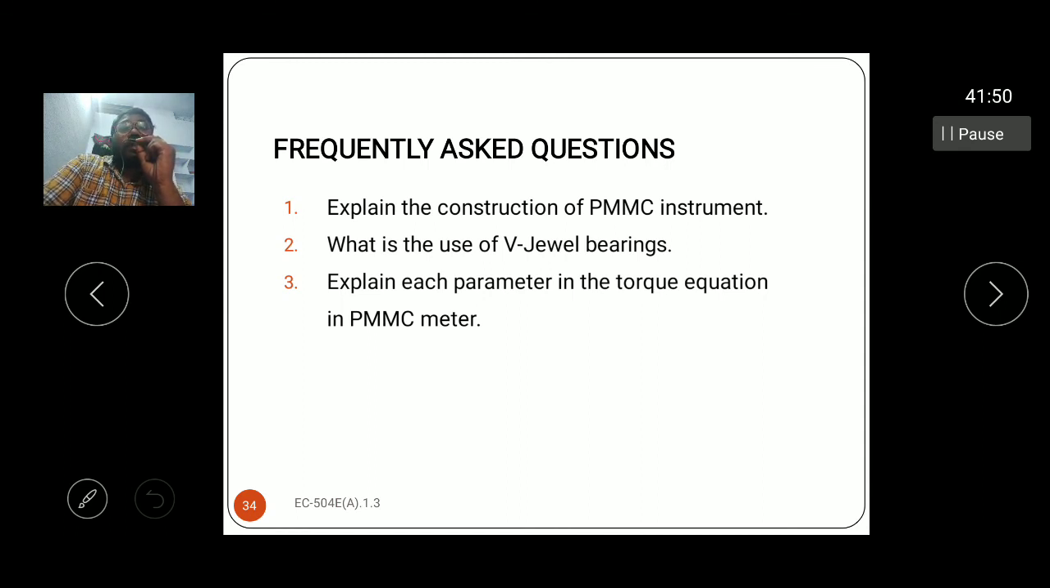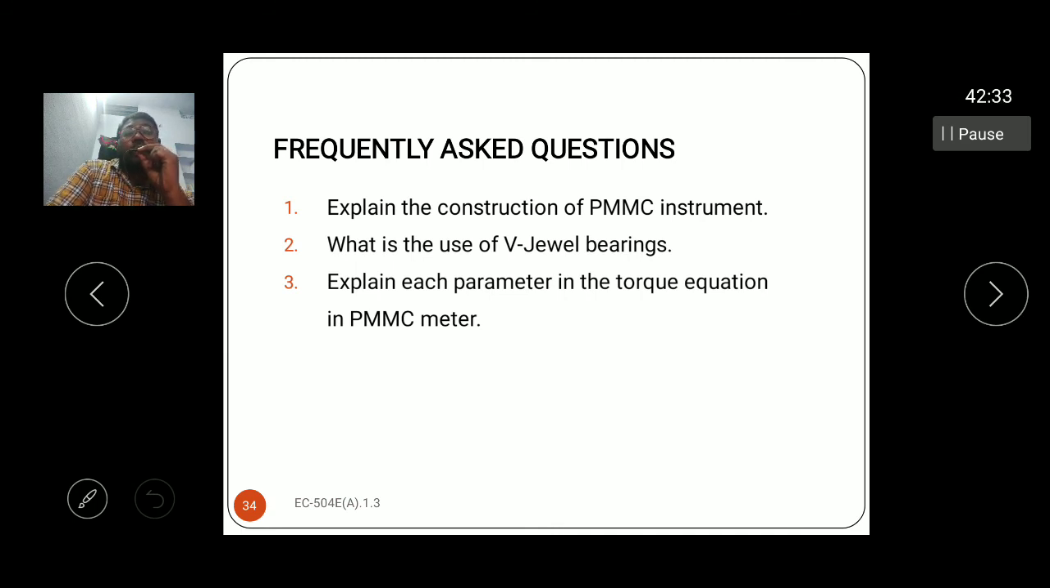The short type questions are like: the magnet is made up of alnico and alcomax materials, and what is the advantage of using the cylindrical iron core? In order to make the magnetic field radial, we use the cylindrical iron core. And the aluminum base provides the eddy current damping, and also the aluminum base holds the copper coil.